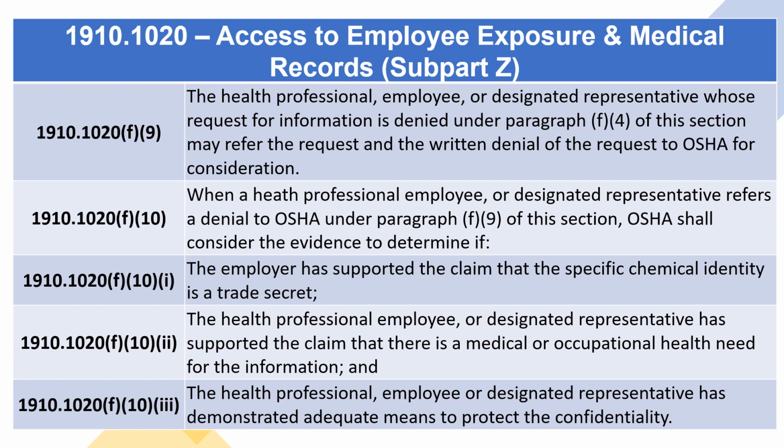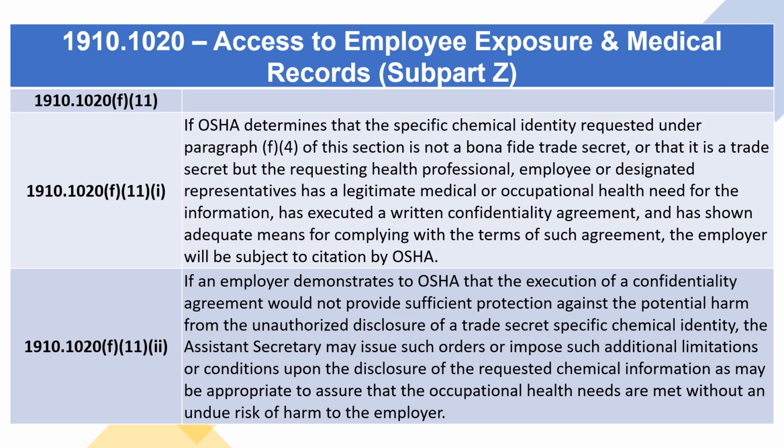1910.1020(f)(10). When a health professional, employee, or designated representative refers a denial to OSHA under paragraph (f)(9) of this section, OSHA shall consider the evidence to determine if (i) through (iii) the employer has supported the claim that the specific chemical identity is a trade secret; the health professional, employee, or designated representative has supported the claim that there is a medical or occupational health need for the information; and the health professional, employee, or designated representative has demonstrated adequate means to protect the confidentiality.